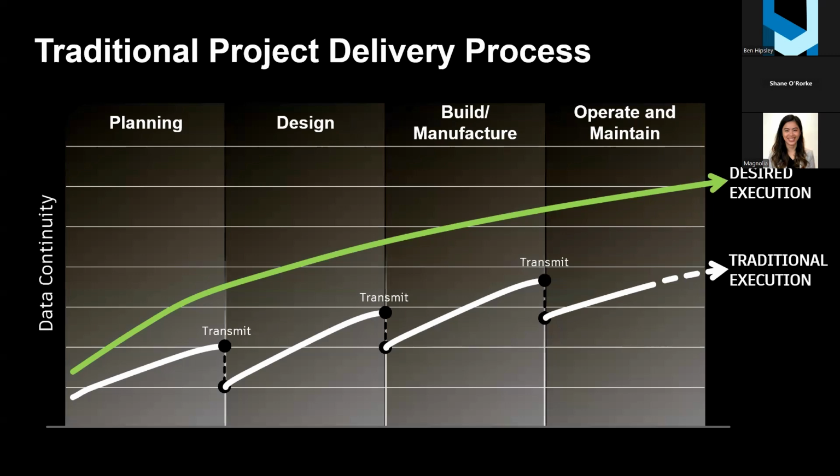But before we do that, I just want to provide some context to the importance of our discussion today, right? If we take a closer look at data continuity on a traditional engineering project delivery process, you'll notice the disconnect that happens, particularly as you progress from one stage to the next. And this is something that we see all the time, right?